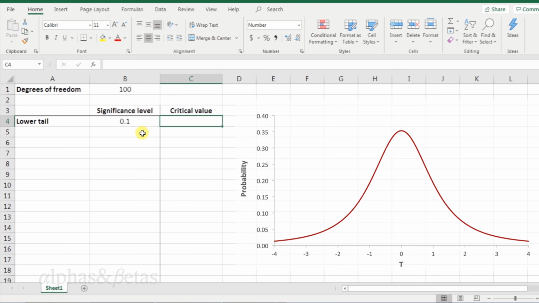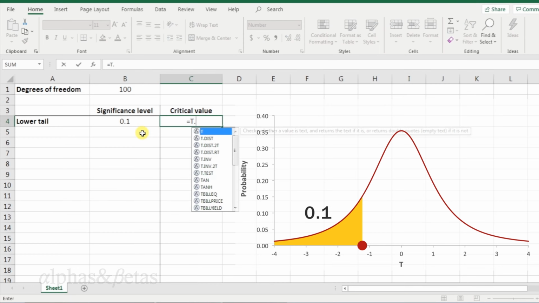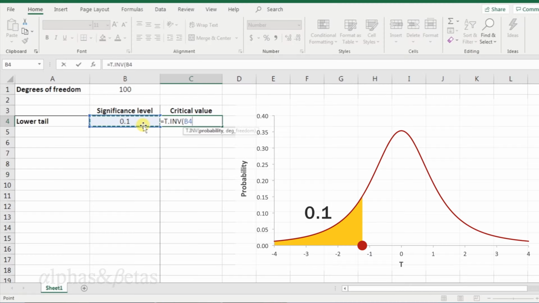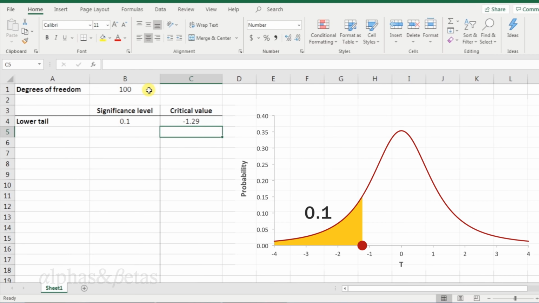Suppose you have a t-distribution with 100 degrees of freedom. You may want to find the critical value that gives a probability of 0.1 in the lower tail. You can use the t-inverse function to find the critical value. For the probability parameter, select the significance level. For the degrees of freedom parameter, select the degrees of freedom. Press F4 to lock in the reference. The output tells you that the critical value is -1.29.